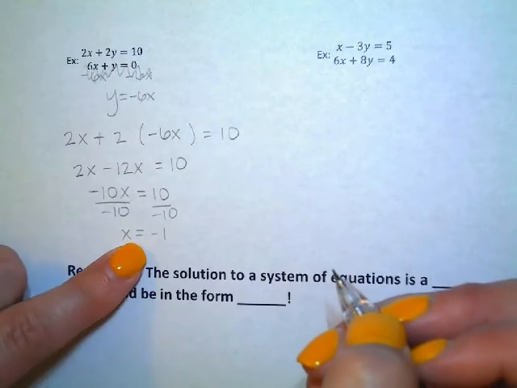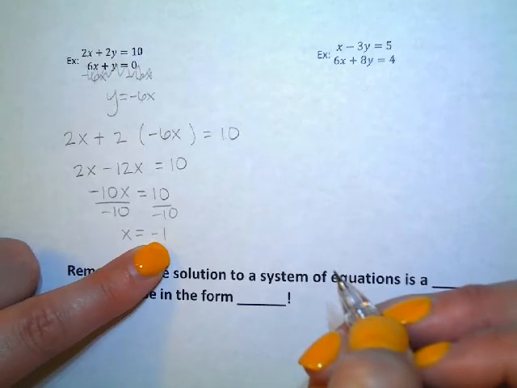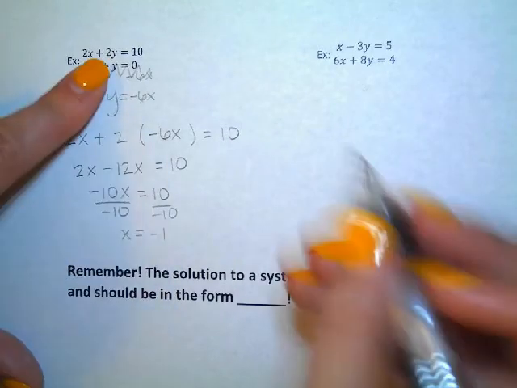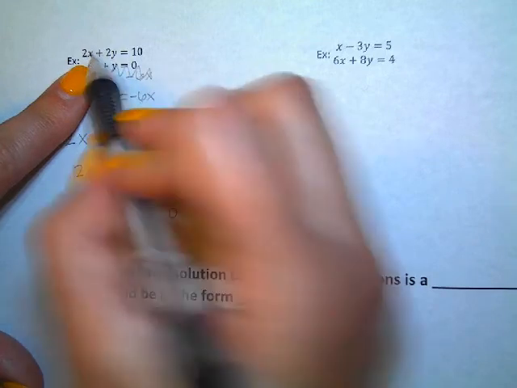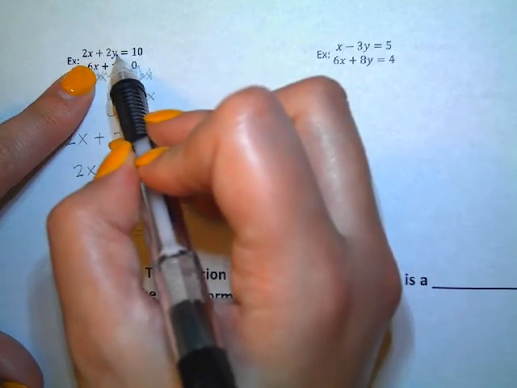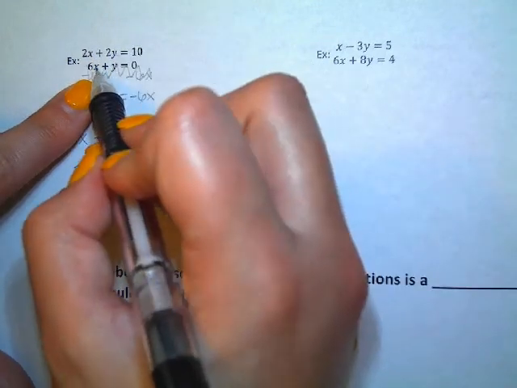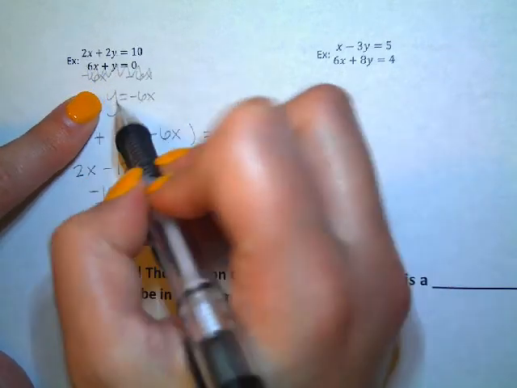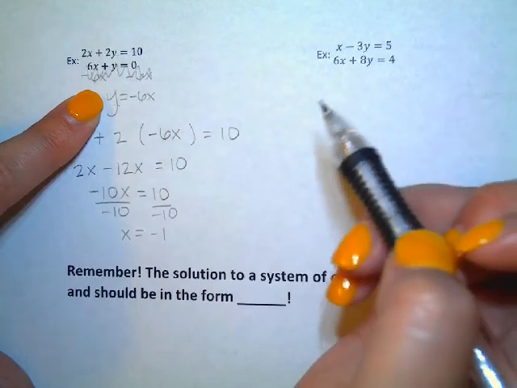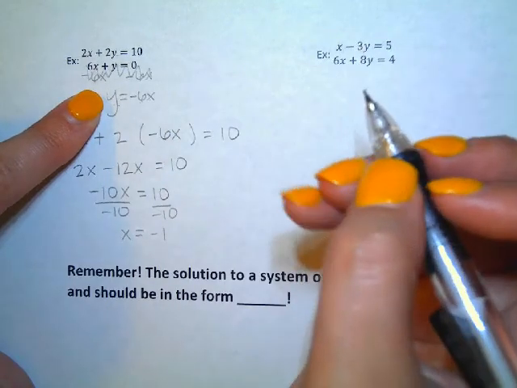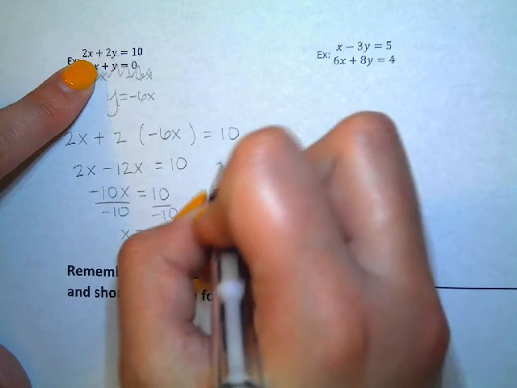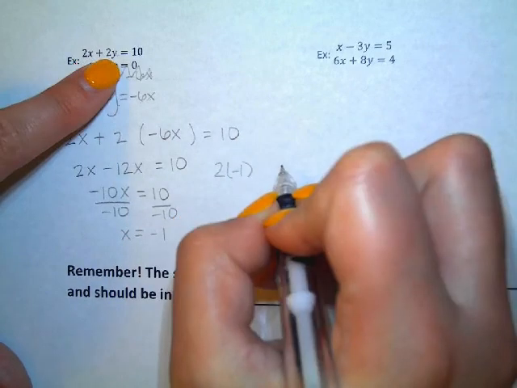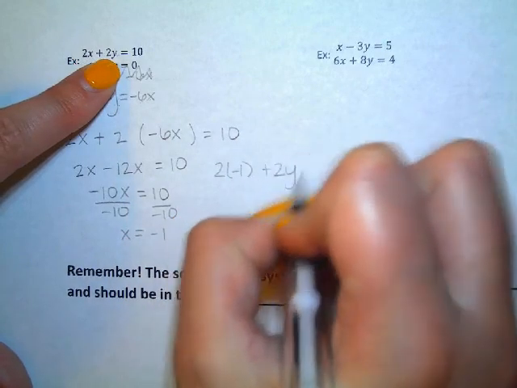All right, so now I want to solve for y. And I do that by plugging x into one of the equations. So I can plug -1 in up here and solve for this y. Or I can plug -1 in here, solve for that y. Or I can plug -1 in right there and solve for that y. It does not matter what I do. So I'm going to go ahead and use the first equation. I've got 2 times x plus 2 times y equals 10.